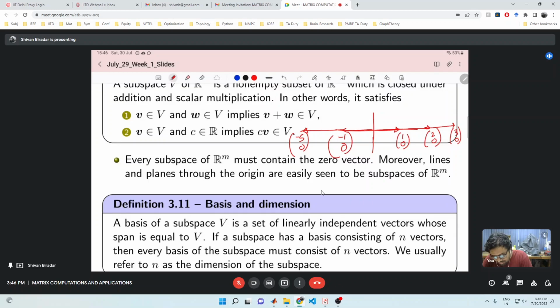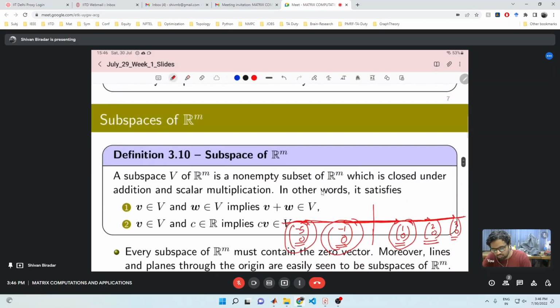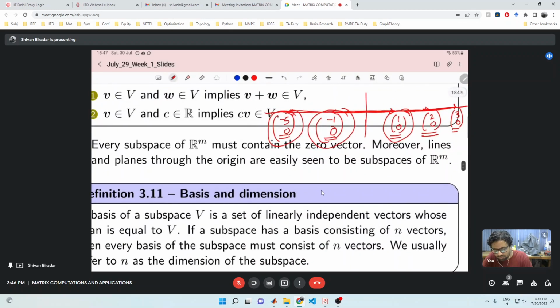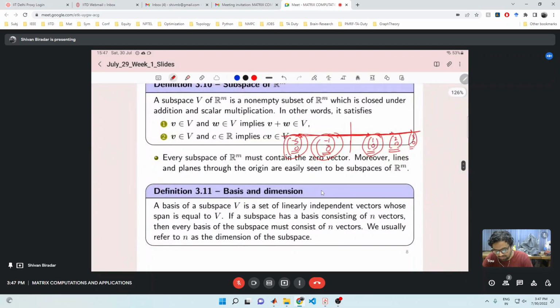So to generate this space or this line, I need just one vector. That vector can be (2, 0), or (1, 0), or (minus 1, 0), or (minus 5, 0), or (3, 0). There is only one vector needed to span this whole line. So that is your basis. We can take (1, 0) as your basis, (minus 1, 0) as your basis, or (minus 5, 0) as your basis. To span this line itself, we need only one vector, and that vector is your basis.